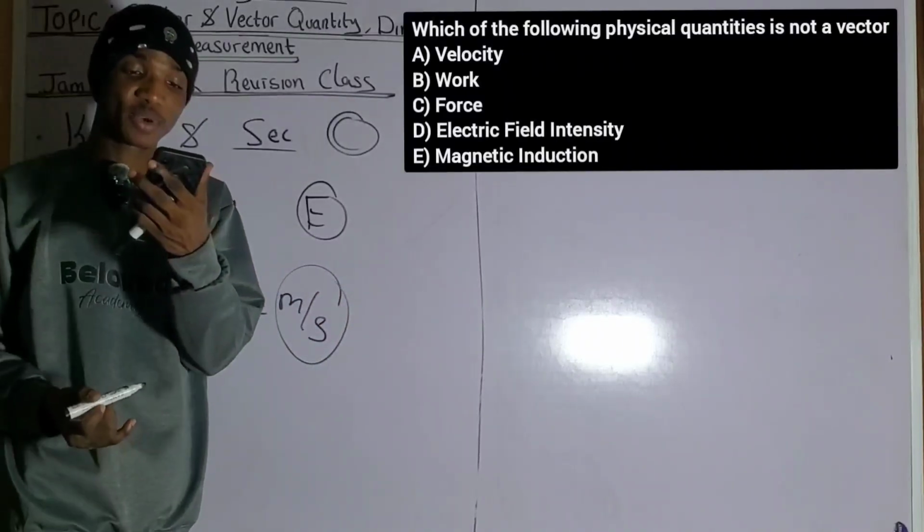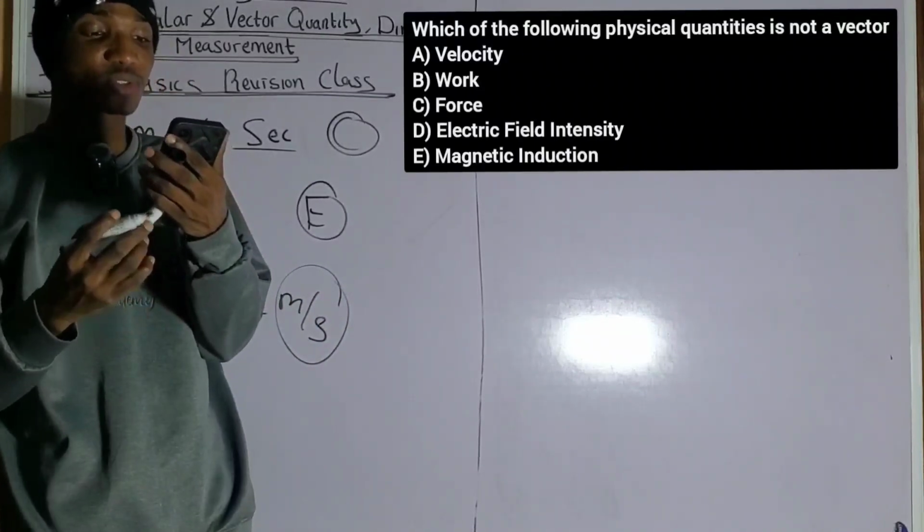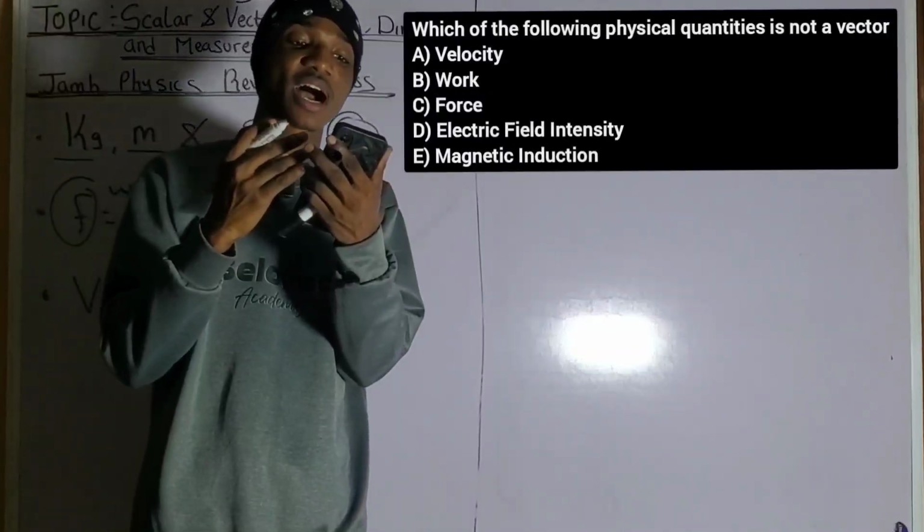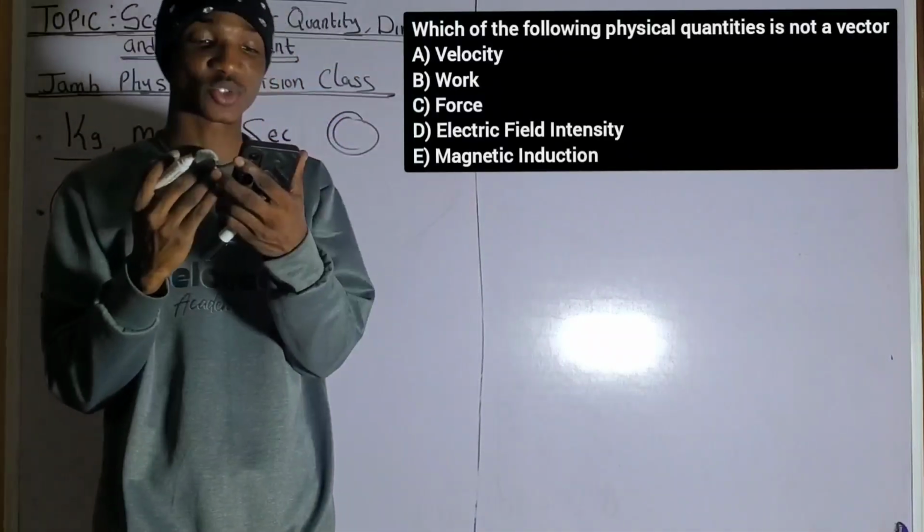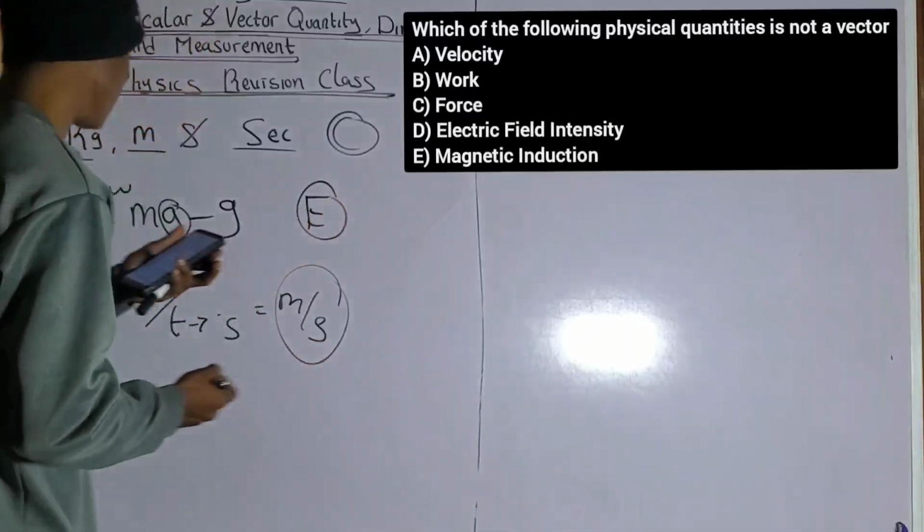Do you understand? We are asked to determine the quantity among the options that is not a vector. Do you understand? So velocity is a vector quantity. Now let us check the work.